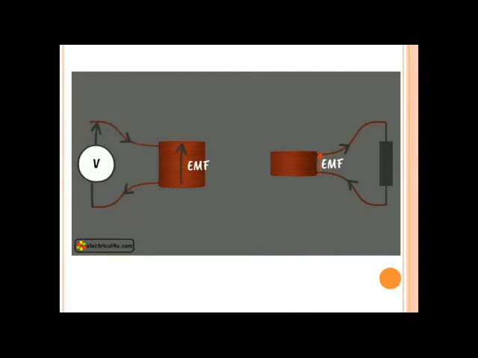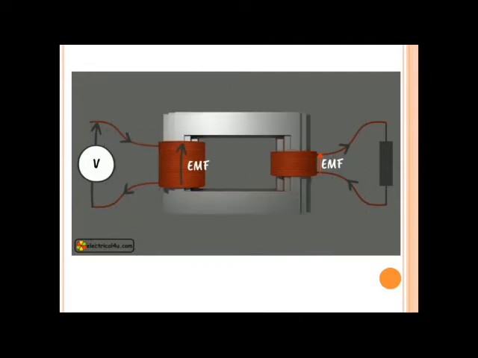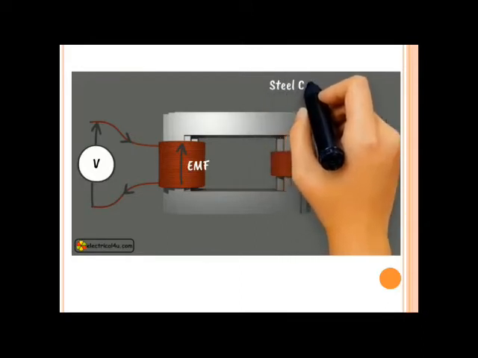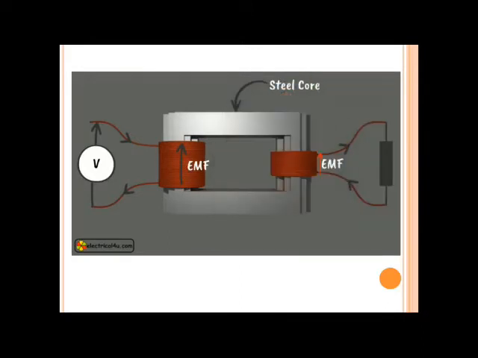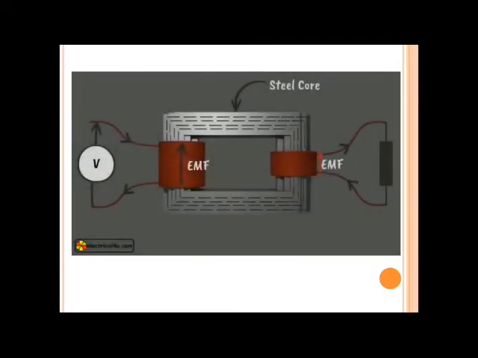This is done by placing a low reluctance magnetic core in between these windings. Steel is a well-known low reluctance magnetic material. So we normally use steel to make the low reluctance magnetic core in the transformer. When the steel core is placed in between the windings, it keeps the entire flux around the first winding concentrated inside the core and linked with the second winding.